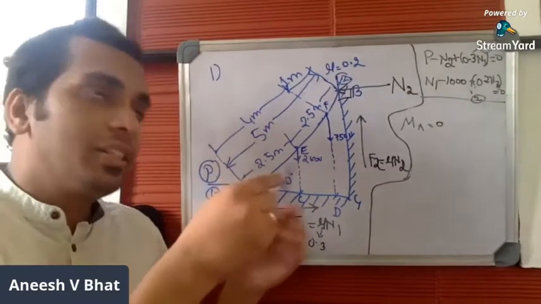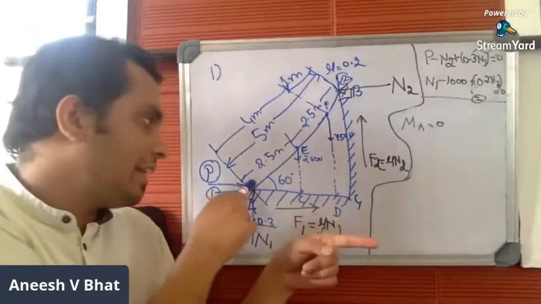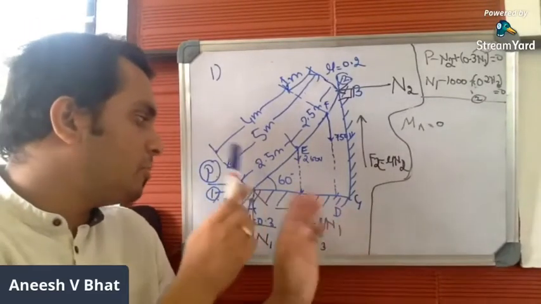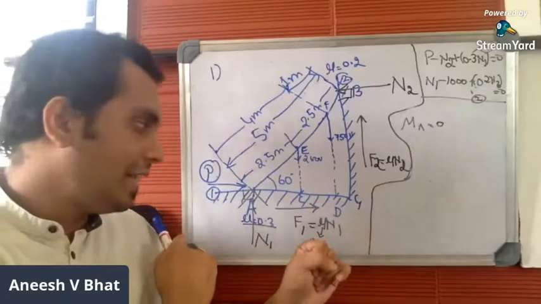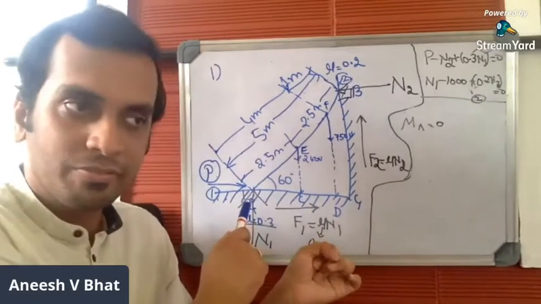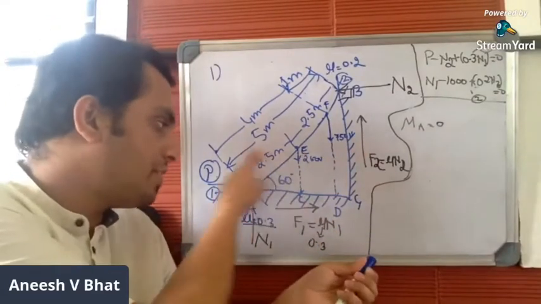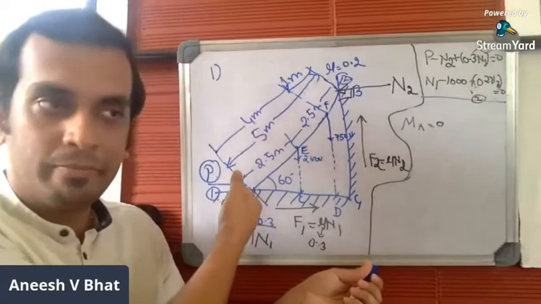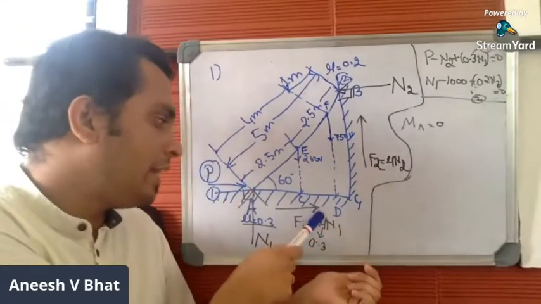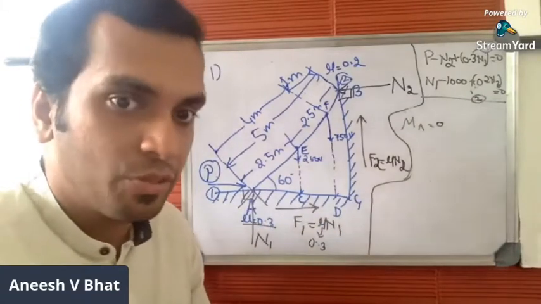Since we are considering A, P will not produce any moment because it acts exactly at A, and N1 will not produce any moment because it acts exactly at A, and even F1 will not produce any moment because it is tangential to the surface. If you draw the line of action of F1, it will be tangential, so the line of action passes through A. So P, N1 and F1 will not produce any moment about A.